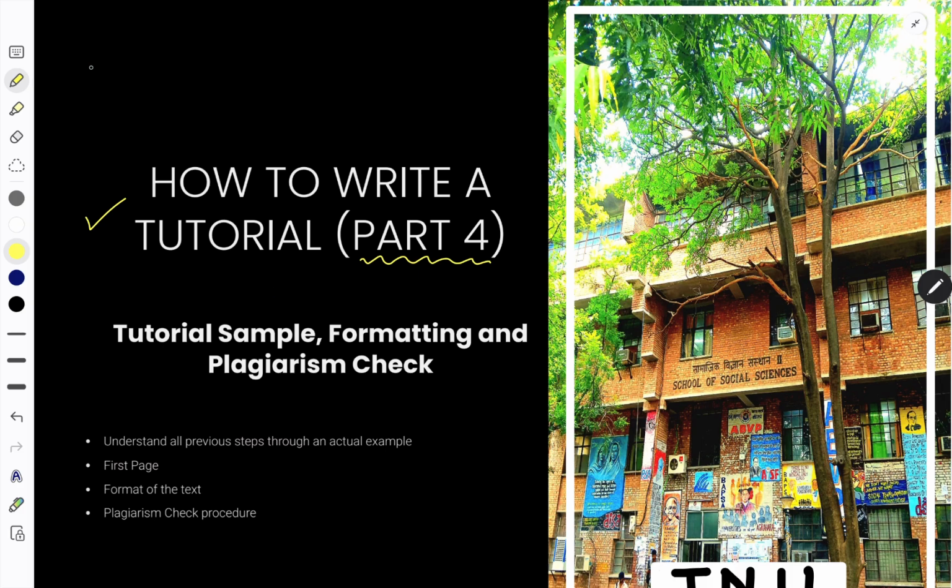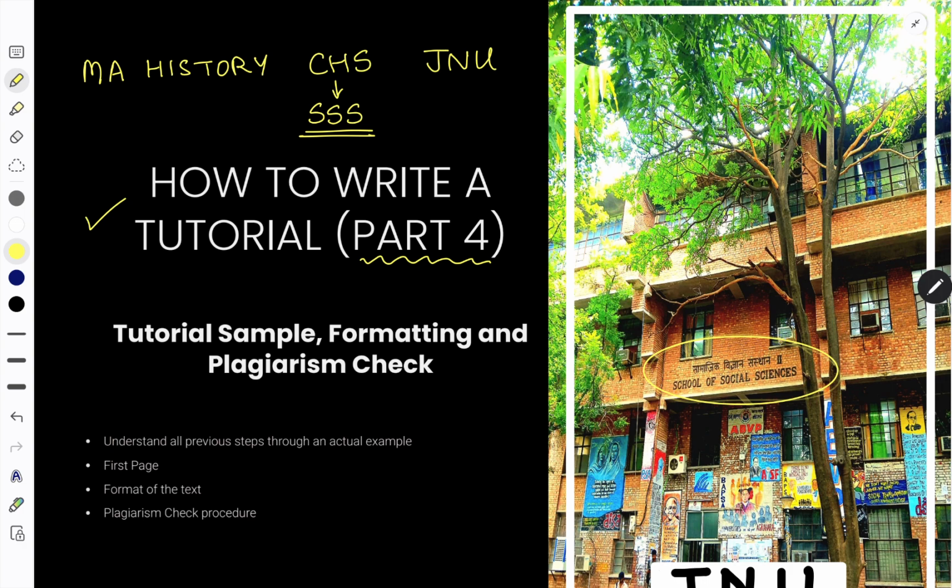This video is relevant for people who have been admitted in the MA History program of CHS JNU. CHS is actually the Center for Historical Studies and it comes under the School of Social Sciences, or as we call it, Triple S. This you see here is the Triple S 2 building, whereas CHS is actually located in the Triple S 3 building.